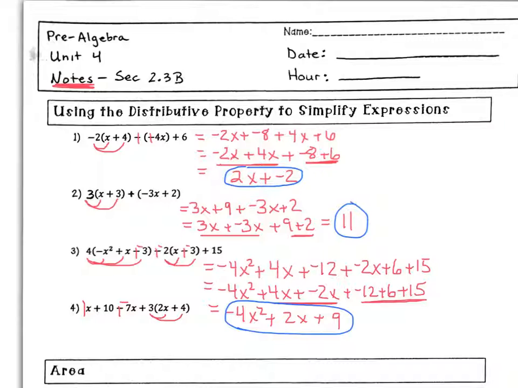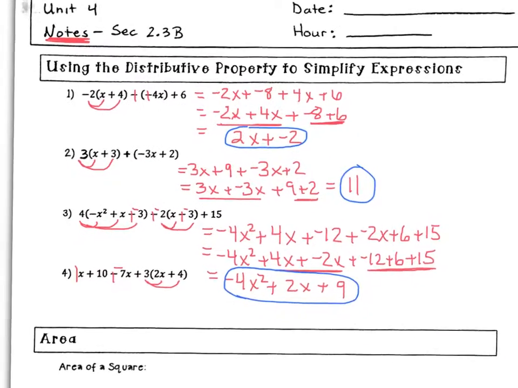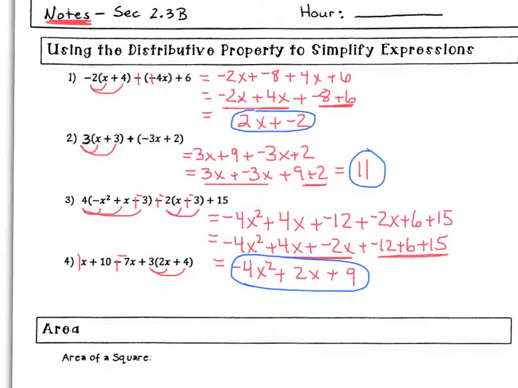And here's distributing. Alright, I'm going to move my paper up a little bit. And here we go. I will get 1x plus the 10 plus the negative 7x plus, now I'm distributing, 3 times 2x is 6x and 3 times 4 is 12. Let's rearrange. We'll have a 1x plus the 6x. Whoops, I missed something there, didn't I? 1x plus negative 7x.